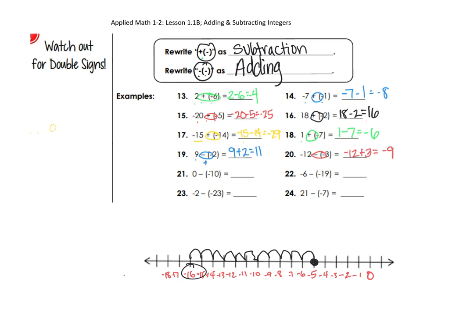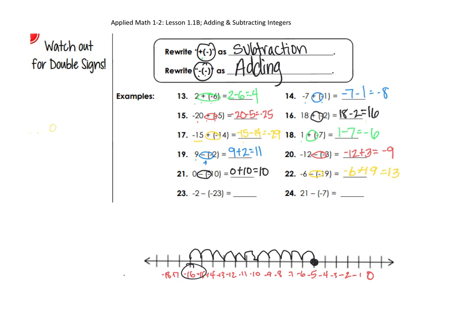21, 0 minus negative 10. We're going to change those double negatives to a positive to make this 0 plus 10, which equals 10. 22, negative 6 minus negative 19. We're going to change that double negative to a positive, negative 6 plus 19. We start at negative 6 and move 19 spaces to the right, and we are going to get positive 13.